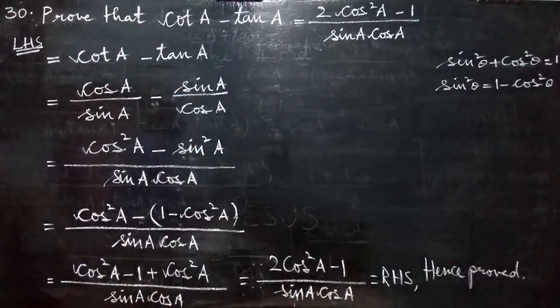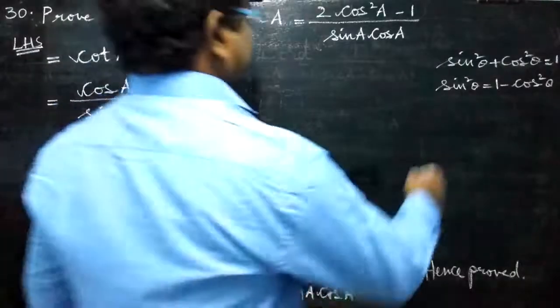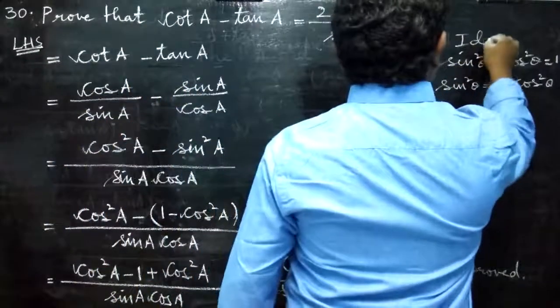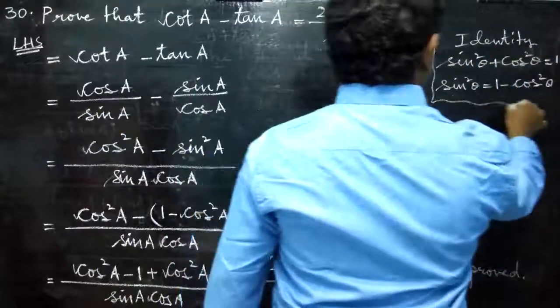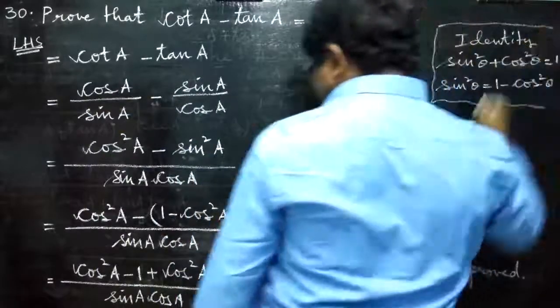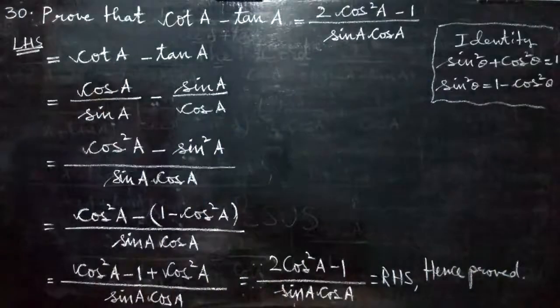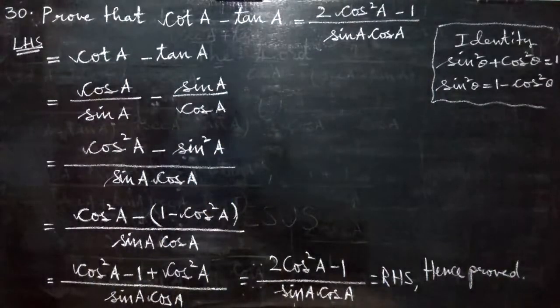Write that identity. Sin square theta plus cos square theta is equal to 1. Sin square theta, this is the identity. Sin square theta is 1 minus cos square theta. We have replaced this one. So, this is the way of solving the problem.